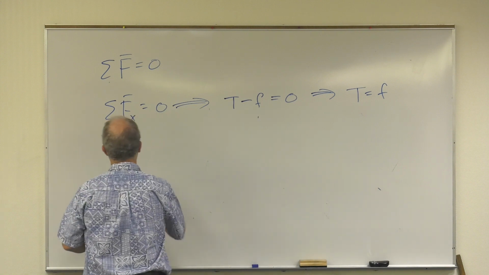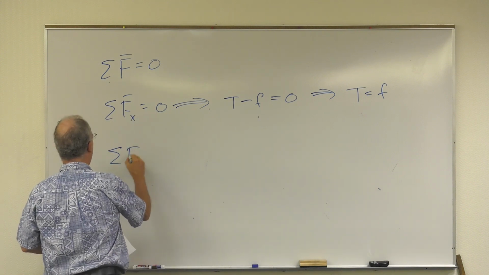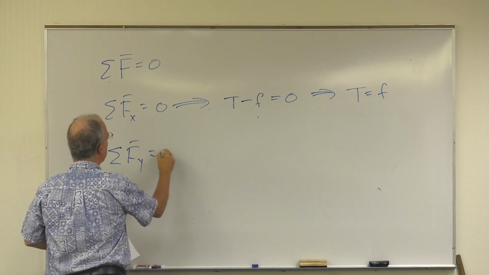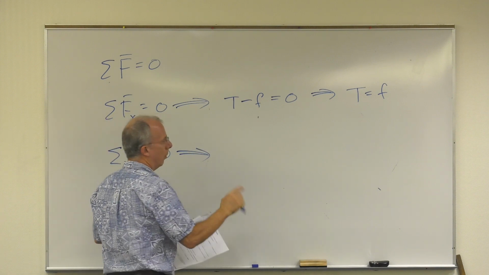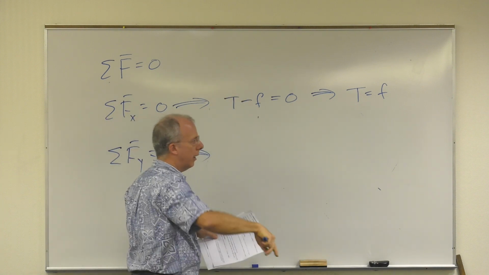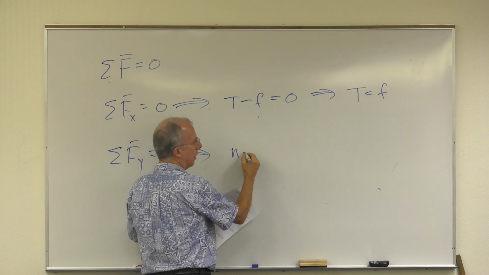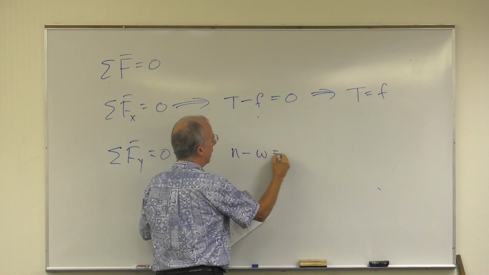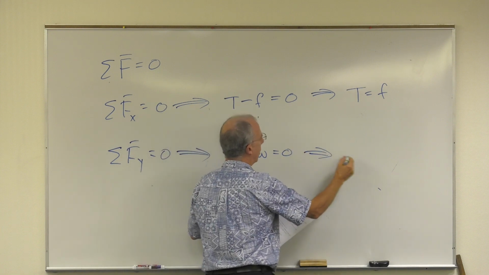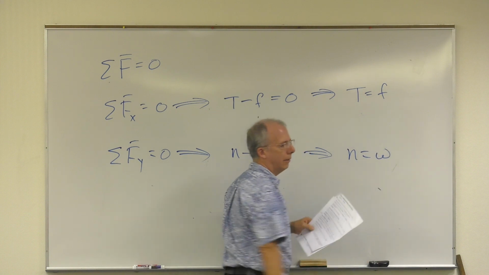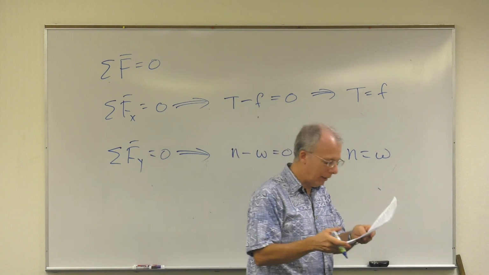Okay, let's do the Y. So the sum of the Y forces equals 0. So we're saying up is positive, down is negative. So that means N minus W equals 0. So N equals W. All right, not so bad, right?